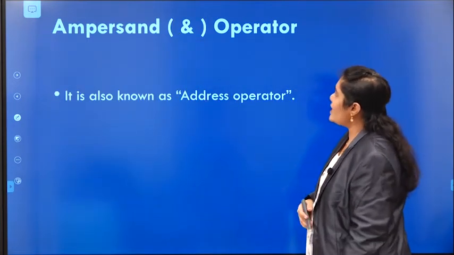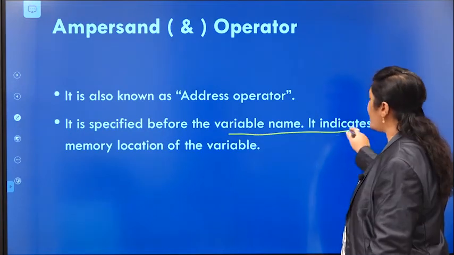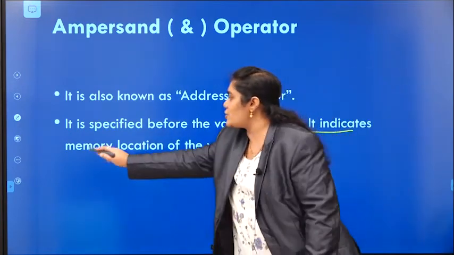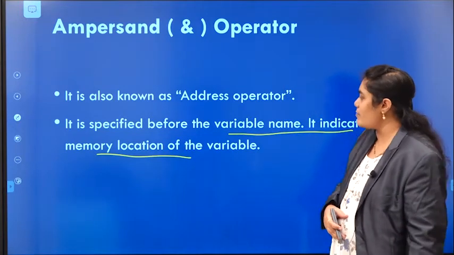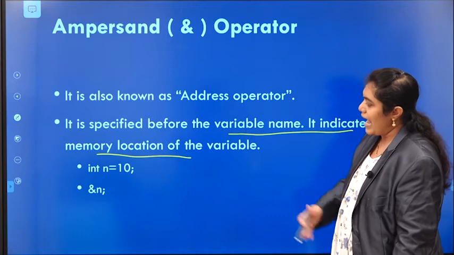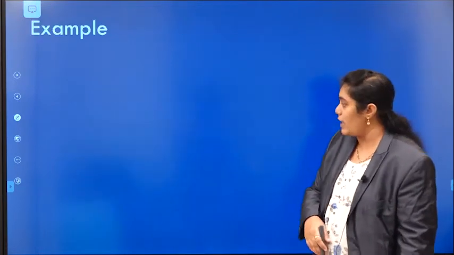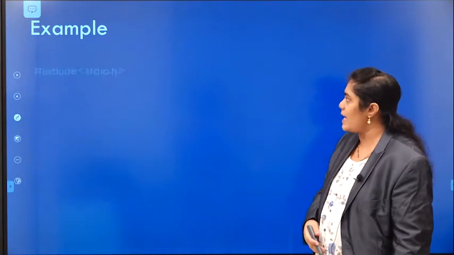So, it is also known as an address operator and it is specified before the variable name. It indicates the memory location of the variable, like int n equals 10, and ampersand n gives the address of n. Okay, let us see with a simple example.